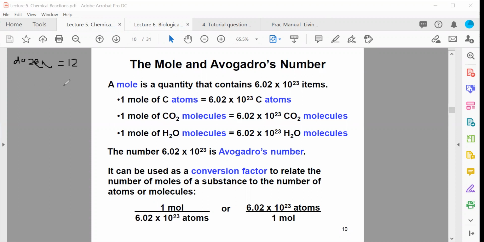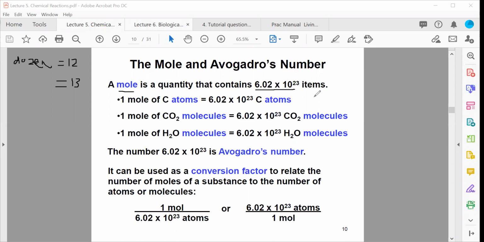What about a baker's dozen? What would a baker's dozen indicate? 13. Yes, absolutely right. So a mole is exactly the same. It's just a quantity that's indicating a certain number. That's all it is. But that number happens to be enormous.